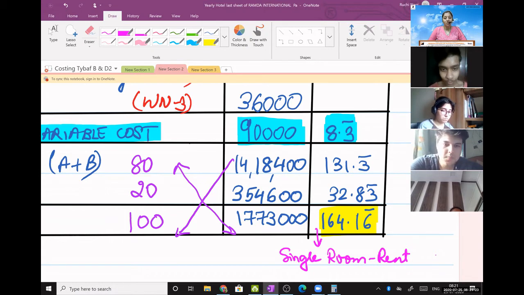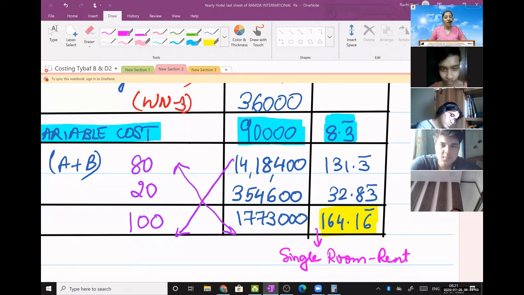164.166 is not the season's rent or the off season's rent. It is the single room rent, because your last column is calculation of number of single room days. Your denominator is single room days. You have divided with that. So your final answer which you will get will be single room rent. Okay? Thanks for acknowledgement.